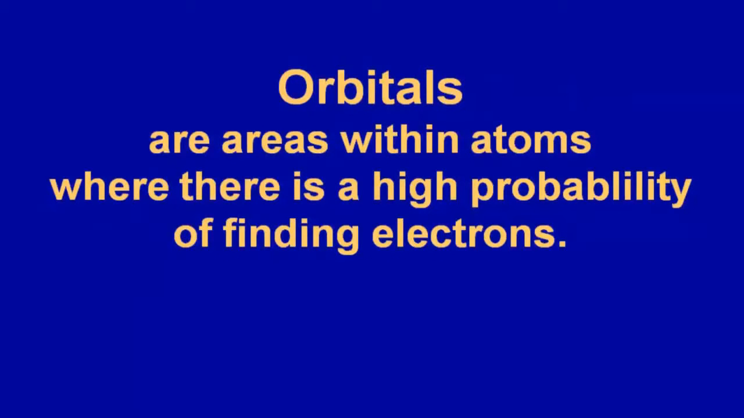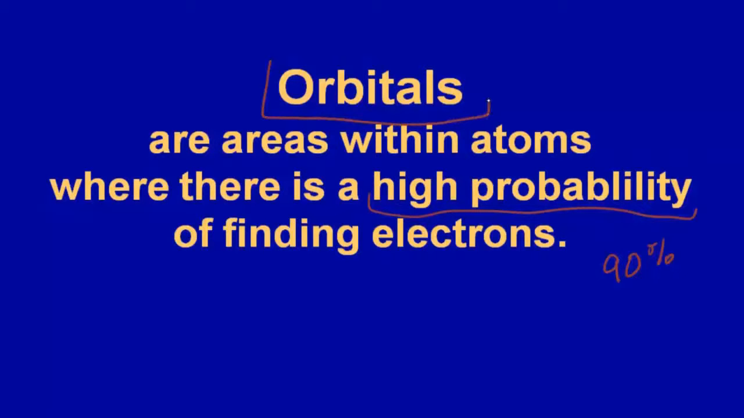Orbitals are areas within atoms where there is a high probability of finding electrons. And it is high probability that is the operative idea here. We don't know where they're going to be all of the time, but we know where they're going to be 90% of the time. That's what's meant by when we say the probability. These orbitals are probability clouds.